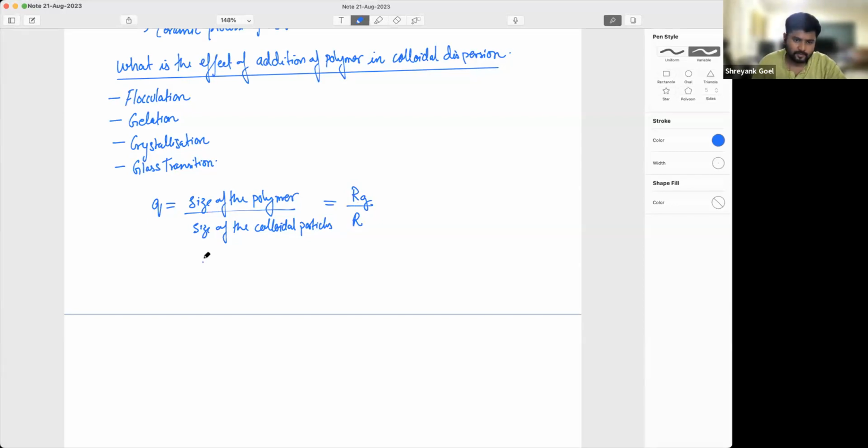It is already discussed in the lecture that if q is less than 0.5, then we are in the colloidal limit. And if q is greater than 2, then we are in the protein limit. All these details are already discussed in the lecture.